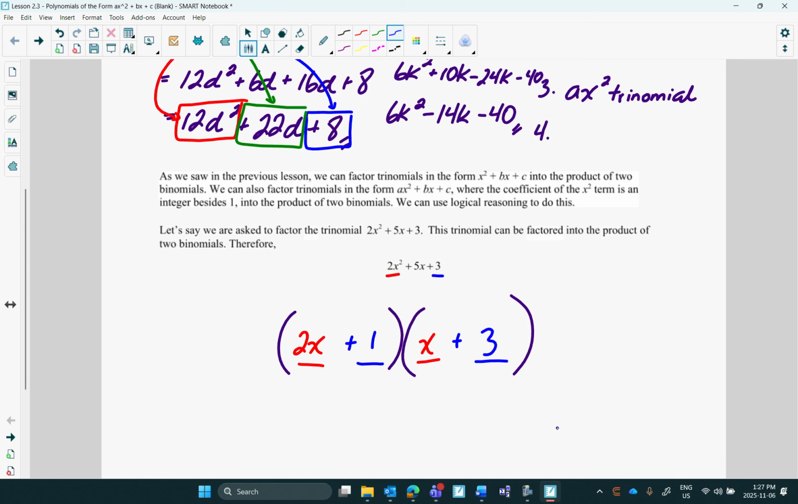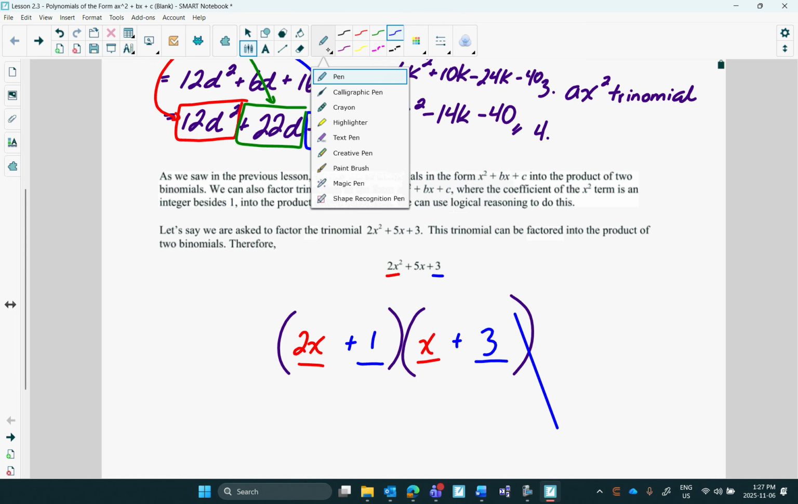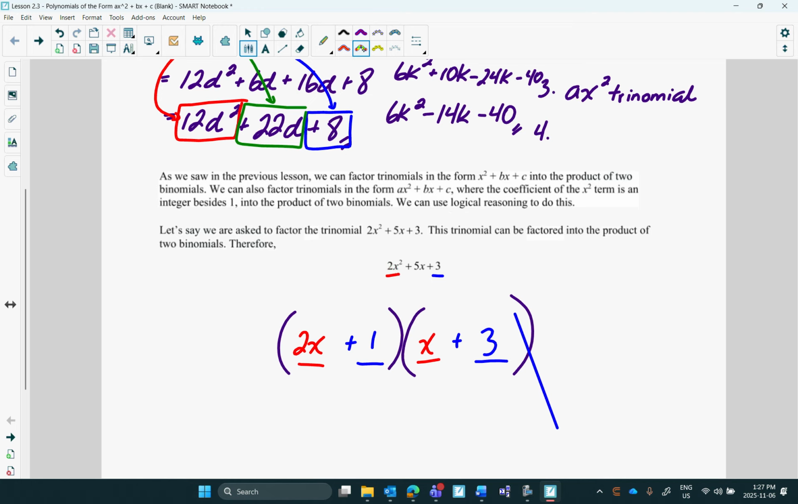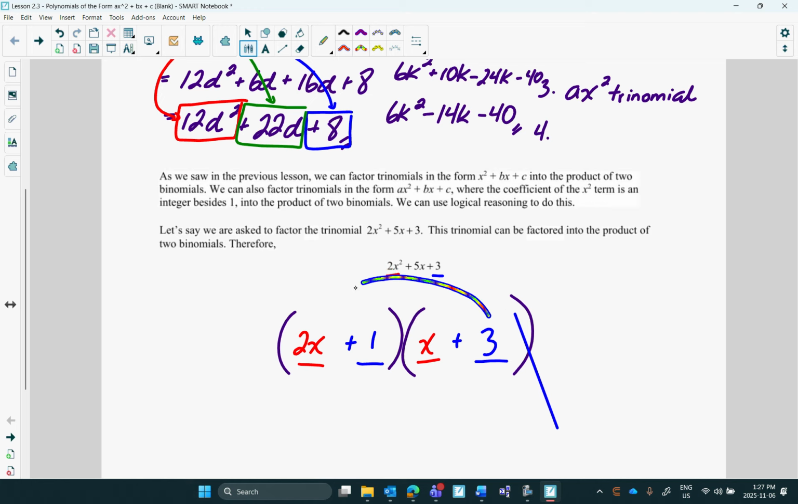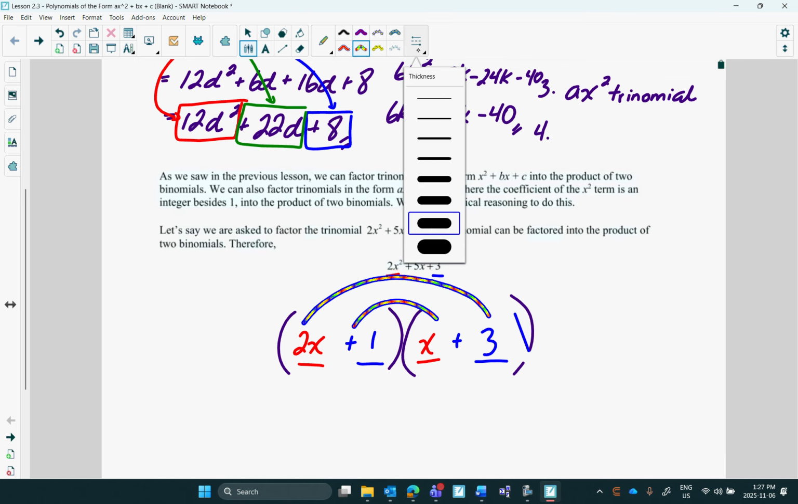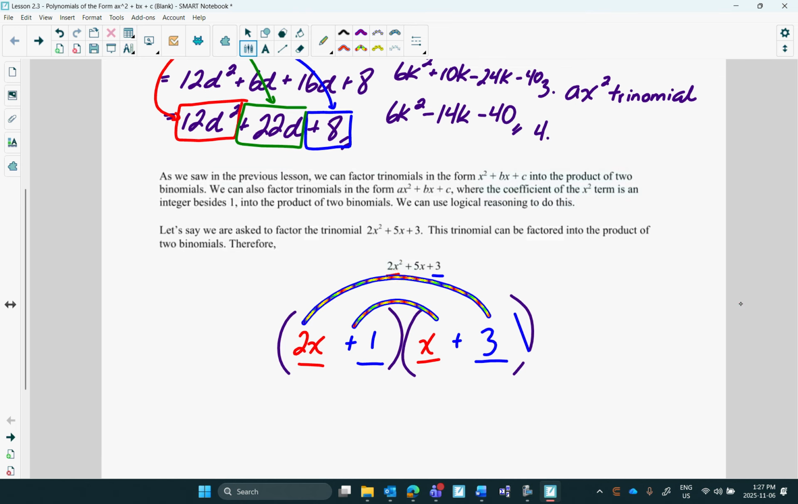Or what I like to call the rainbow method. Okay, like so. Let's do this. What's 2x times 3? 6x.